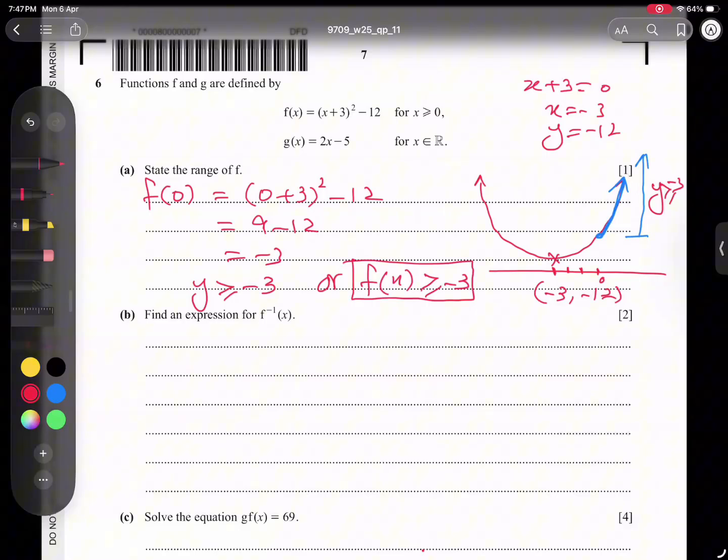And yes, I think it is a clear idea. Next part, inverse function. We need completing the square, and luckily it is given. So replace the function by y.